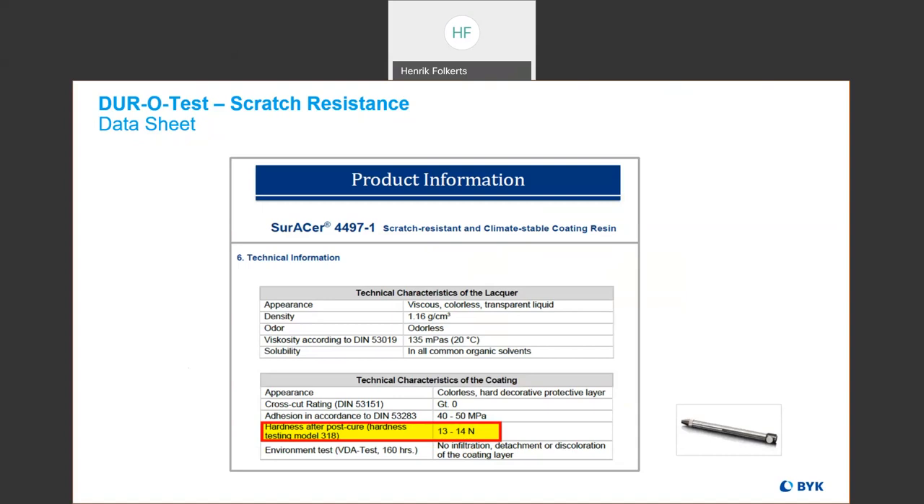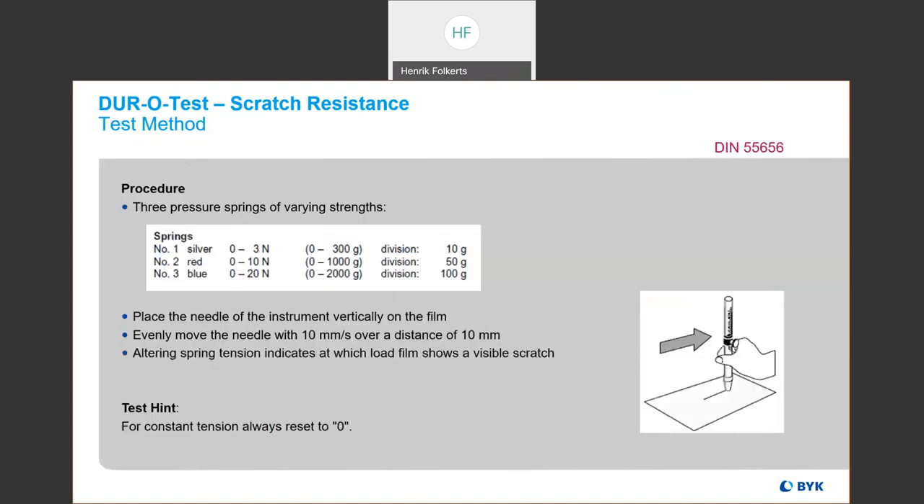Let's have a look at how this method works. We have a specification, the DIN 55656, defining the procedure. The instrument comes with three different pressure springs of varying strength and color. The first one is from 0 to 3 newtons, the second one from 0 to 10 newtons, and the third one can cover up to 20 newtons.